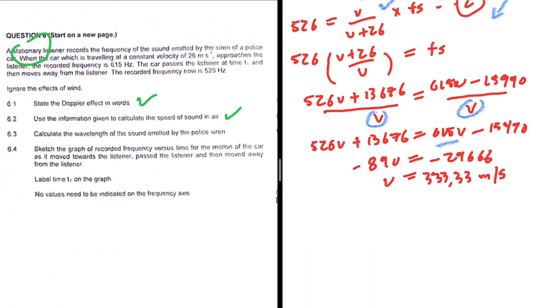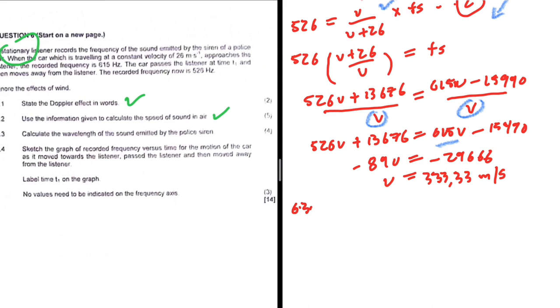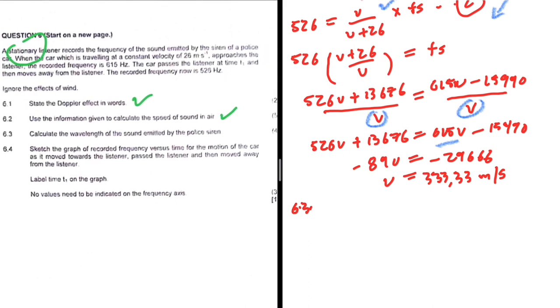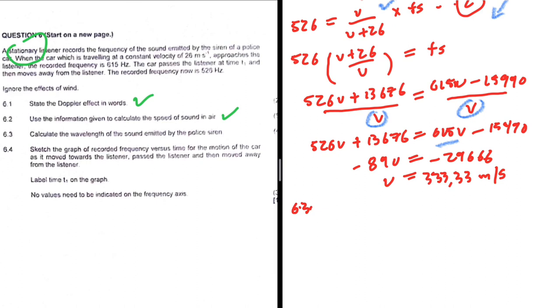That is 6.2. 6.3: calculate the wavelength of the sound emitted by the police siren. Okay, we want the wavelength of the sound emitted by the police siren. That is out of 4 marks. So the siren emits Fs. This is what the siren emits. And then V is 333.33 meters per second. We are looking for the wavelength.